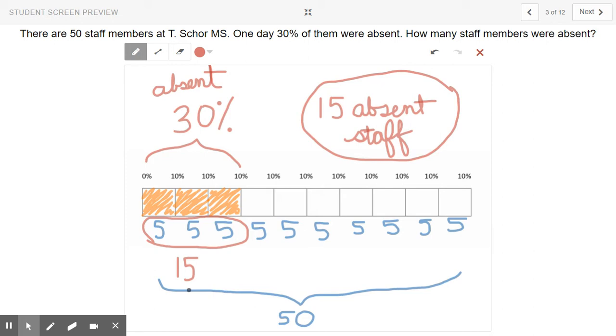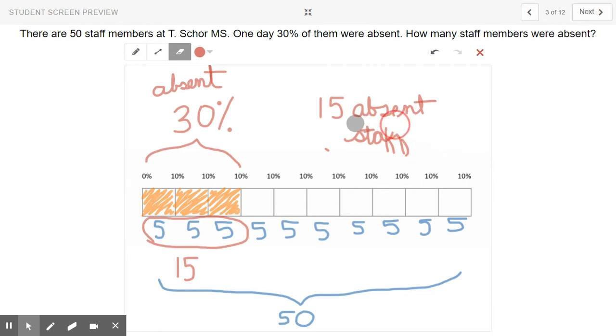Now, another way you could have solved this without using the percent model, I'm going to erase the answer to this. So I'll show you a couple ways that I showed in the video to be able to answer this question. Oh, I did want to mention this.